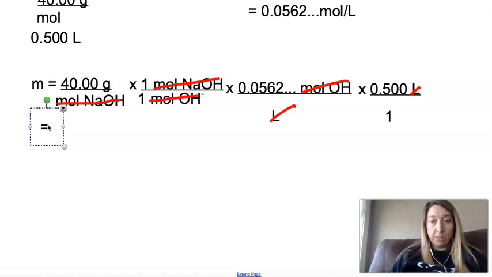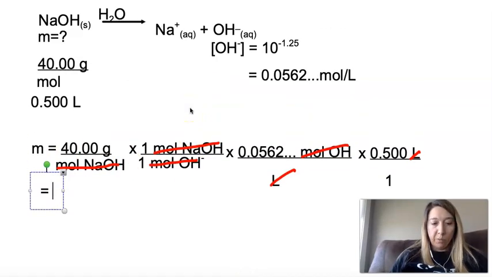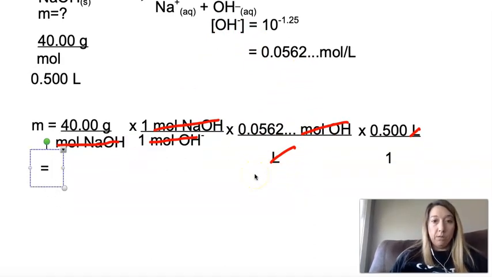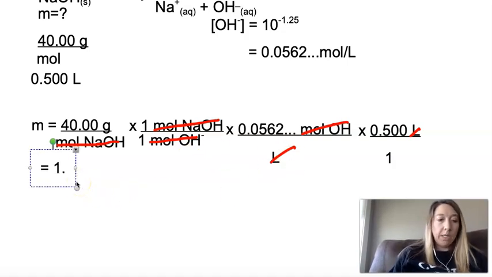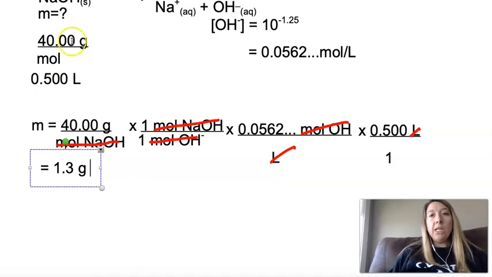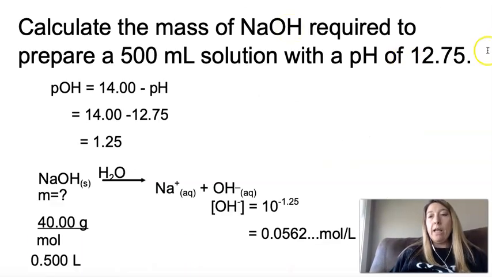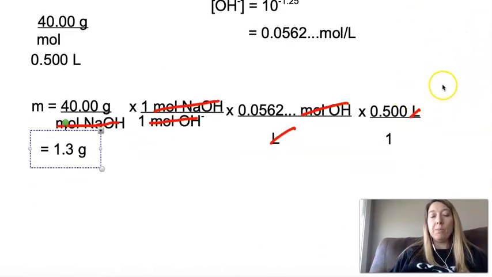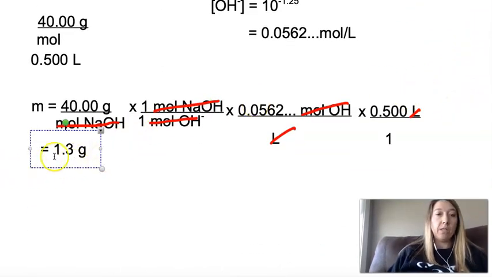I just have to re-enter that times 10 to the negative 1.25 because I want to make sure that I'm using that entire 0.05623 number. So now we can do our 40 times that number, and then times 0.5, and we get 1.35, wait, nope, too many significant digits, 1.3 grams, okay? 2 sig digs because our pH that we were given in the question had 2 numbers after the decimal place. So 2 numbers after the decimal place corresponds to 2 significant digits. So I get to have 2 significant digits here.